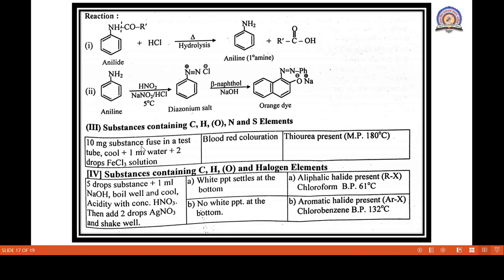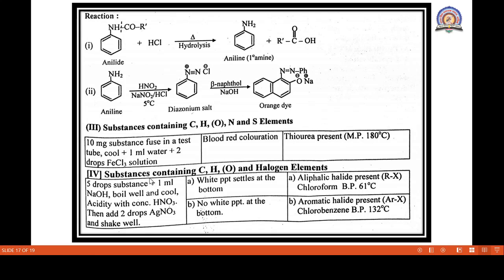Substance containing C, H, O, N and sulfur elements. For that we take the substance in a test tube, 1 ml water, and we add a few drops of FeCl3. If we observe the blood red color, it is a very nice test, then we conclude that thiourea is present. Again, by taking the melting point, if we get 180 degrees Celsius, then thiourea is present.